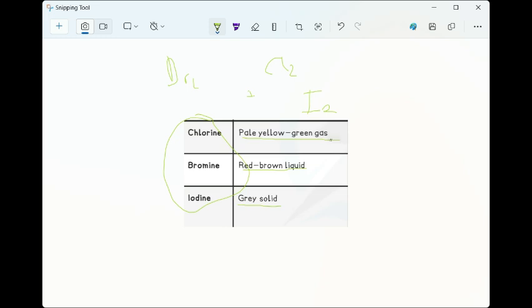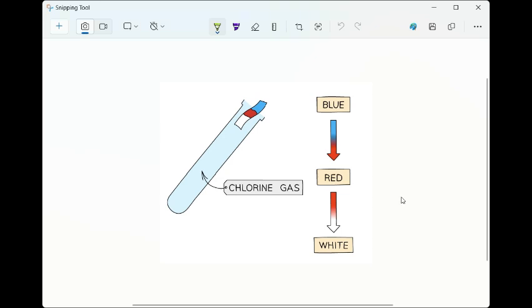And this kind of tells you something, right? It's going from gas, liquid, solid. So as you go down the group, the melting point should increase. So melting point increases as you go down the group. That's it.